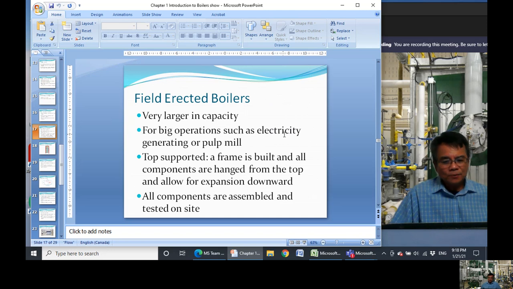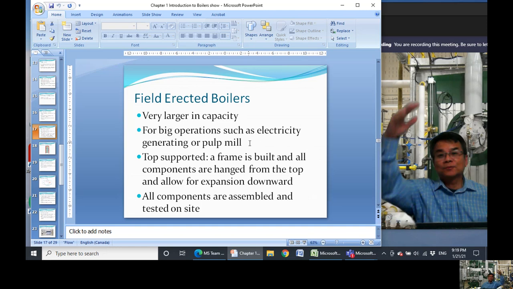Okay. Now, all the components are assembled and tested on site. After everything is done, you do the hydrostatic test. If you have to do the X-ray or ultrasound, you do it right there. Some of these are just unbelievable, you can actually go inside, there's a door open, you go inside there, and you can see all the tubes. The tube could be probably 100 feet long, from the top to the bottom.